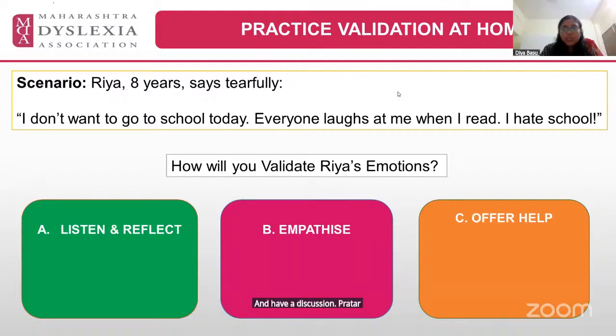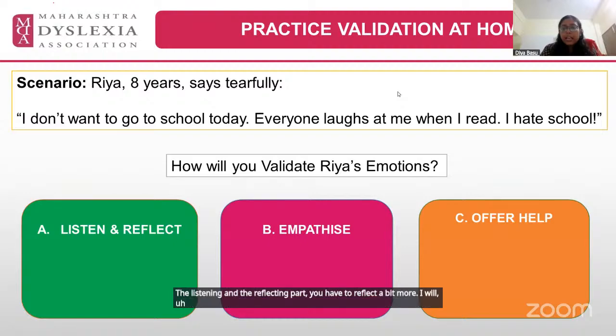Shatrupa Sen. Thank you so much, Prajakta. The listening and the reflecting part, you have to reflect a bit more. Shatrupa is saying, I will listen and reflect the issue and then offer help. Yeah, but what are you going to say exactly? That's what I'm asking.